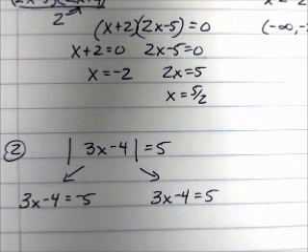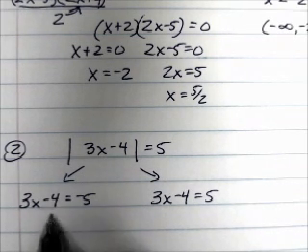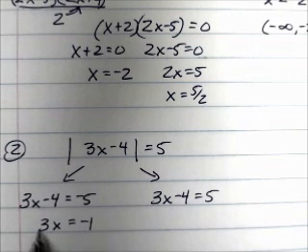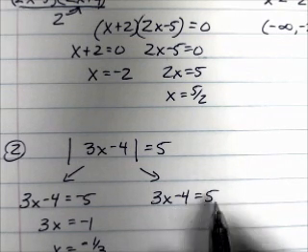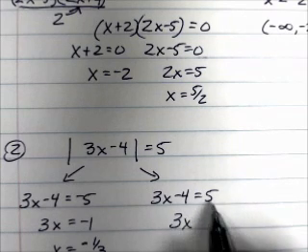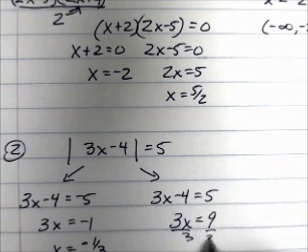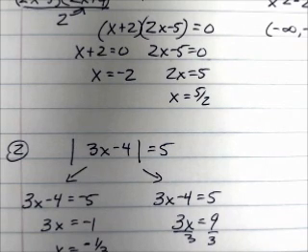And now solve individually. Add 4 to both sides. 3x equals negative 1. Continue solving. Divide by 3. x equals negative 1/3. For our other equation here, adding 4 to both sides, 5 plus 4 is 9. Divide by 3. x equals 3.